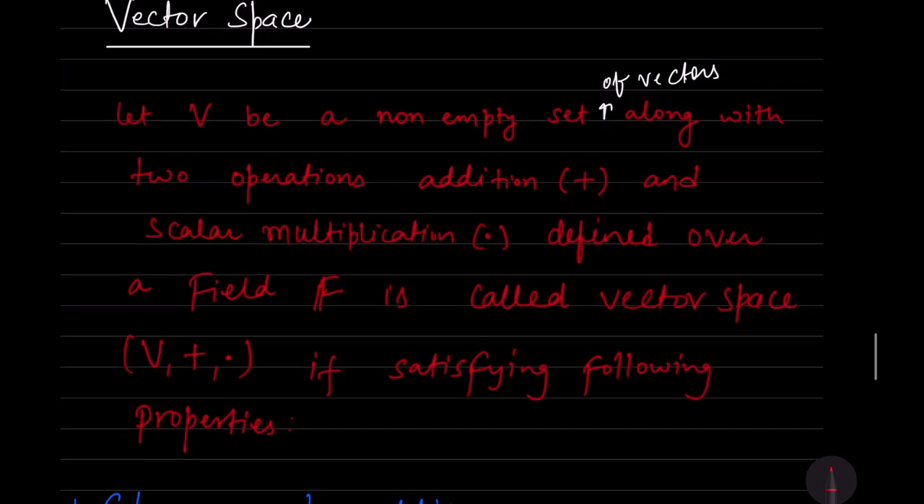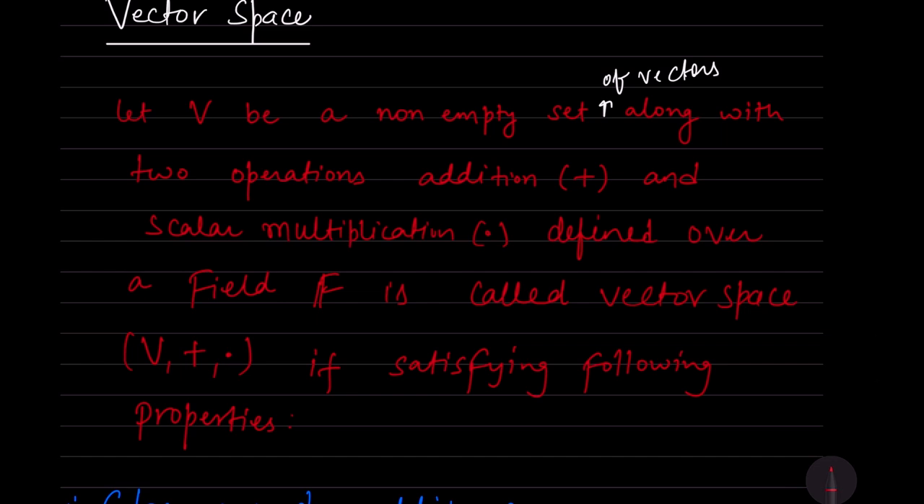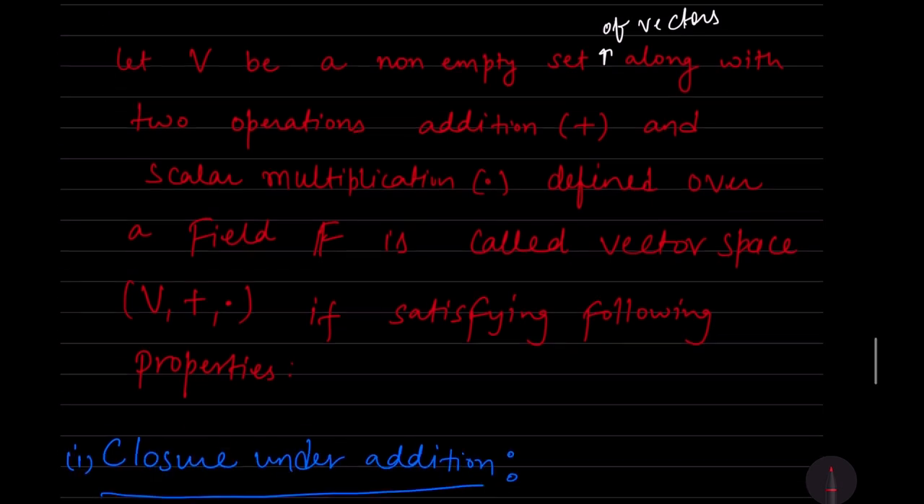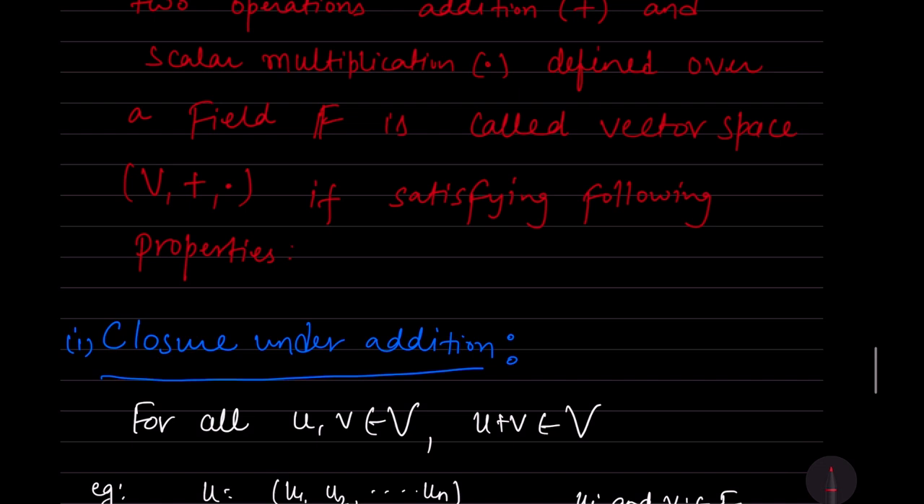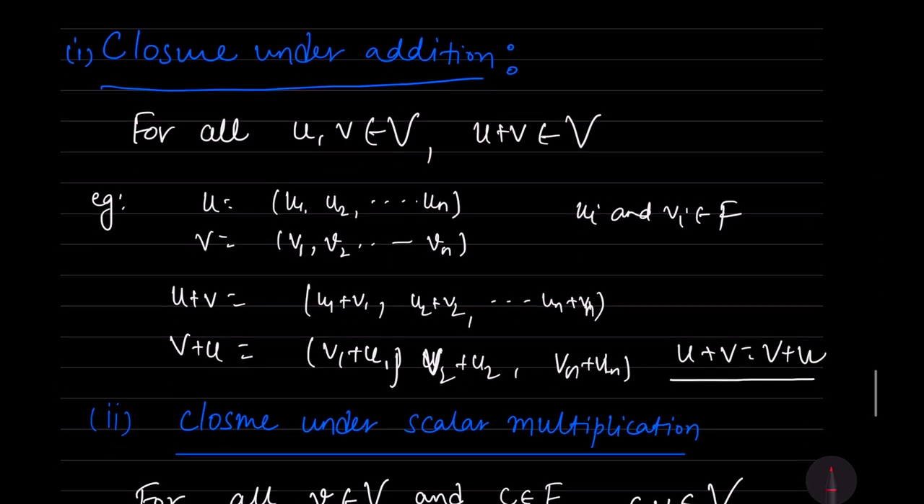So now I am going to discuss the definition of a vector space. Basically, let V be a non-empty set of vectors, means we choose a non-empty set and all the elements of this set are vectors, along with two operations, addition and multiplication, defined over a field F. It is called a vector space if it satisfies the following properties.